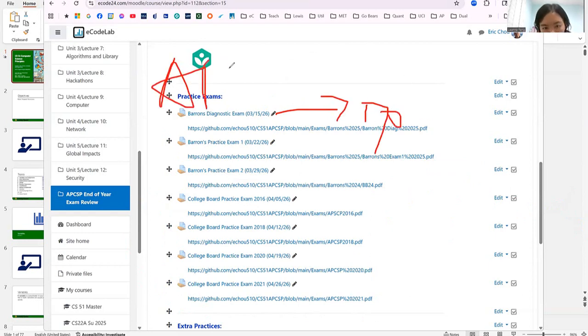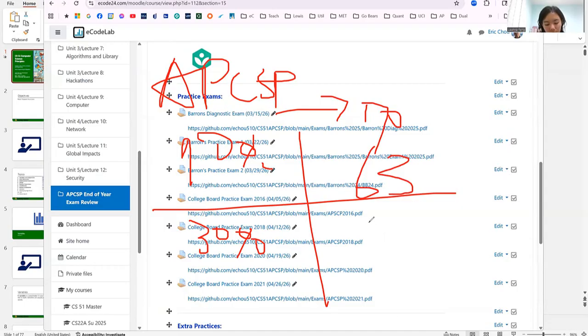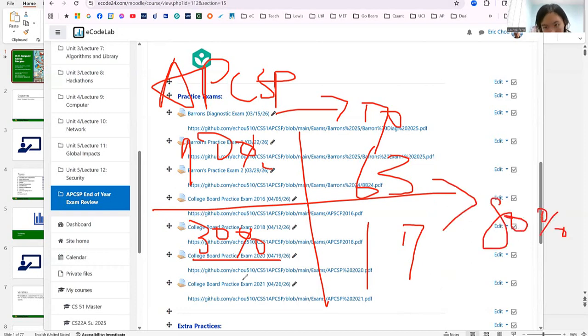Your AP CSP exam multiple choice is 70%, FRQ is 30%. So let's assume that on multiple choice you got 90%. Your 90% of the 70% will be 63 points. Then you need another 17 points out of the 30 to get a total of 80% plus. So you need to get at least 70 points, and 17 points, that's what that means.